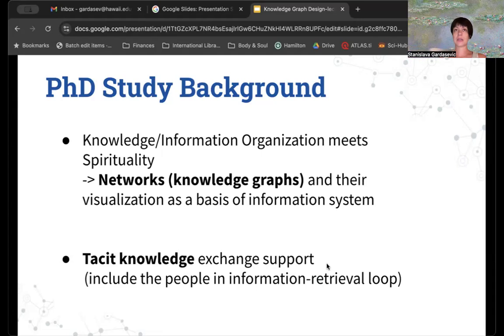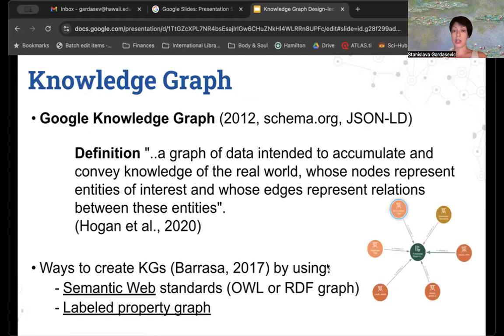So I wanted to explore more about information systems that are based on networks. And knowledge graph is a manifestation of such network. So I wanted to see how we can visualize things through these networks. Another aspect of this research is about tacit knowledge exchange and how we can include people in the information retrieval loop.